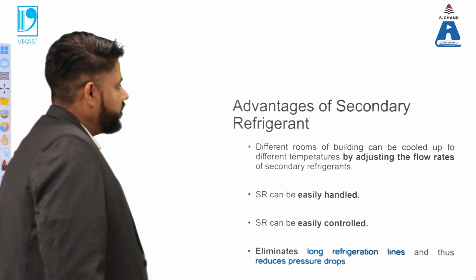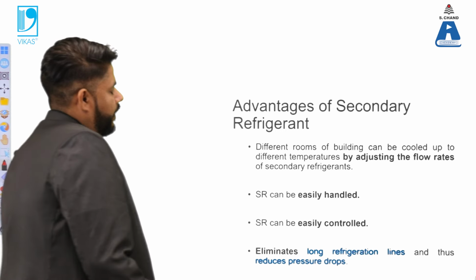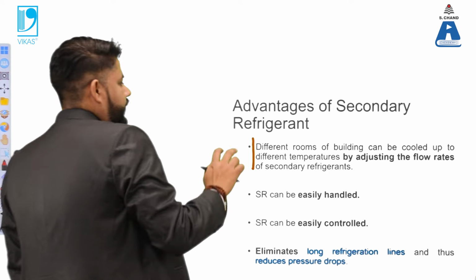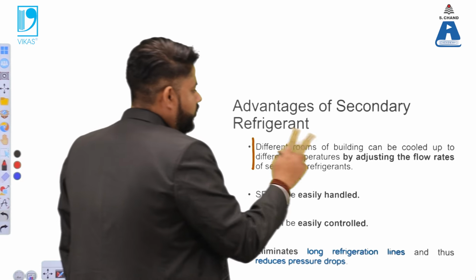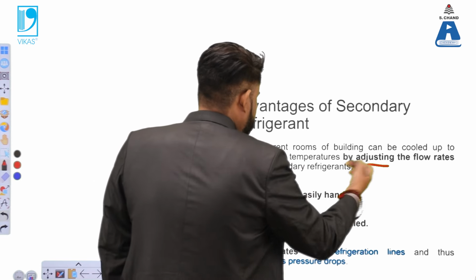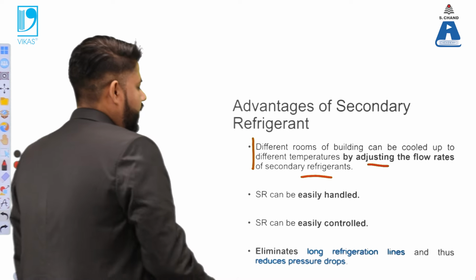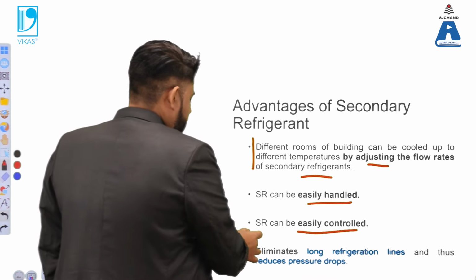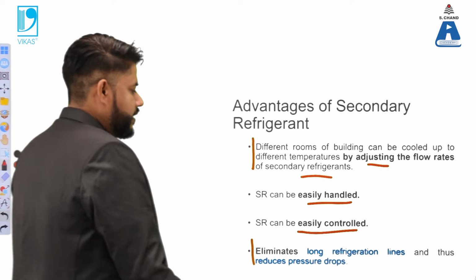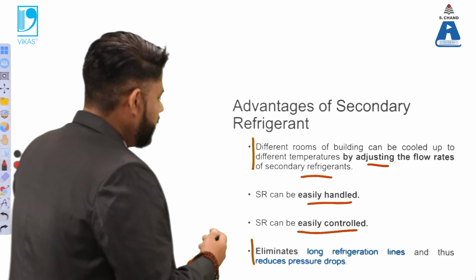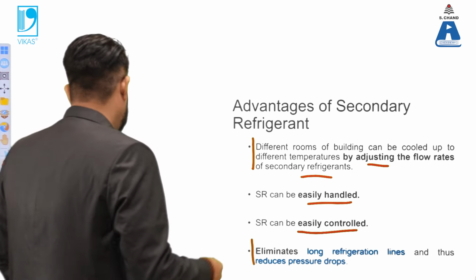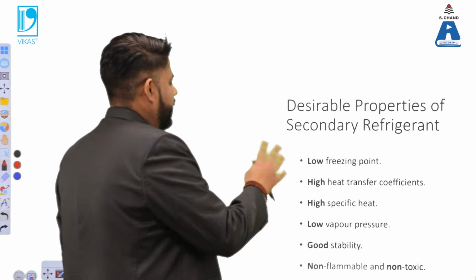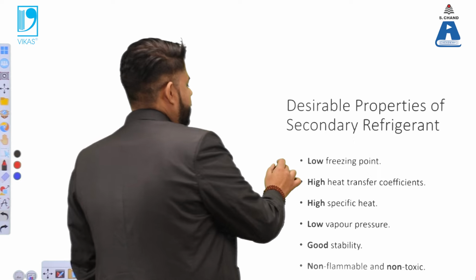So the advantages of the secondary refrigerant are that different rooms of the building can be cooled to different temperatures by adjusting the flow rate of the secondary refrigerant, and they are easily handled. These can be easily controlled, and it eliminates those long refrigeration lines, and it particularly reduces the pressure drop drawback of the primary refrigerant. Now there are certain desirable properties of the secondary refrigerant.